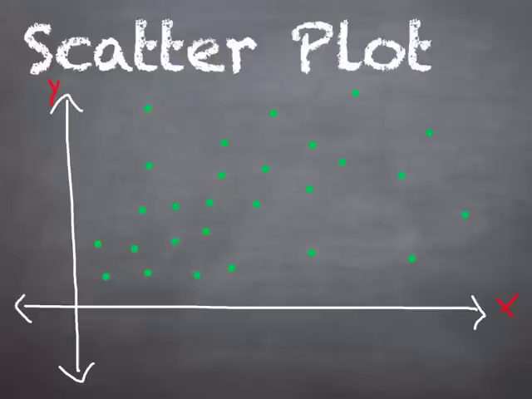A scatter plot is a graph that looks like this, where there are lots of points plotted all around. They're not necessarily in a straight line. They're just kind of scattered all over. Scatter plot.